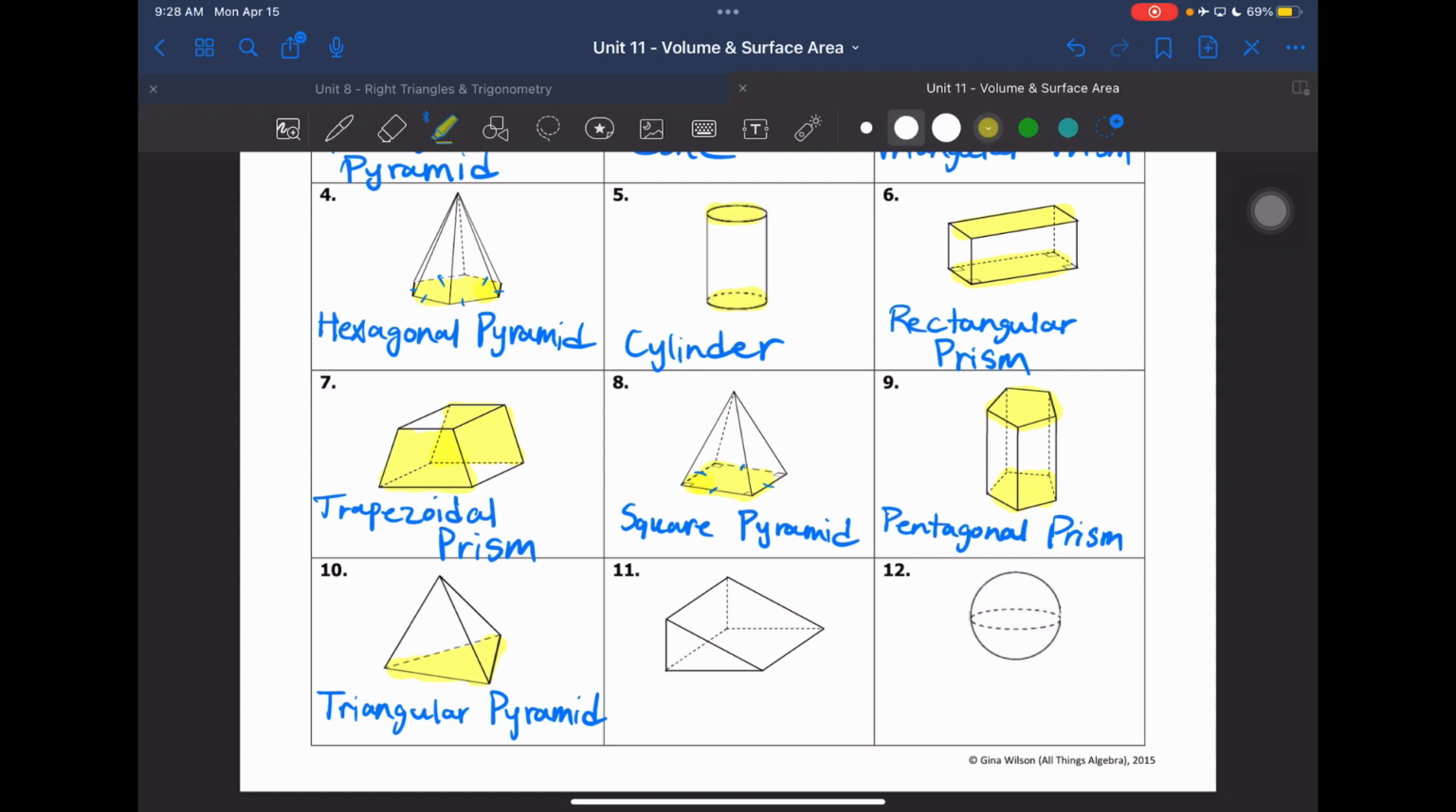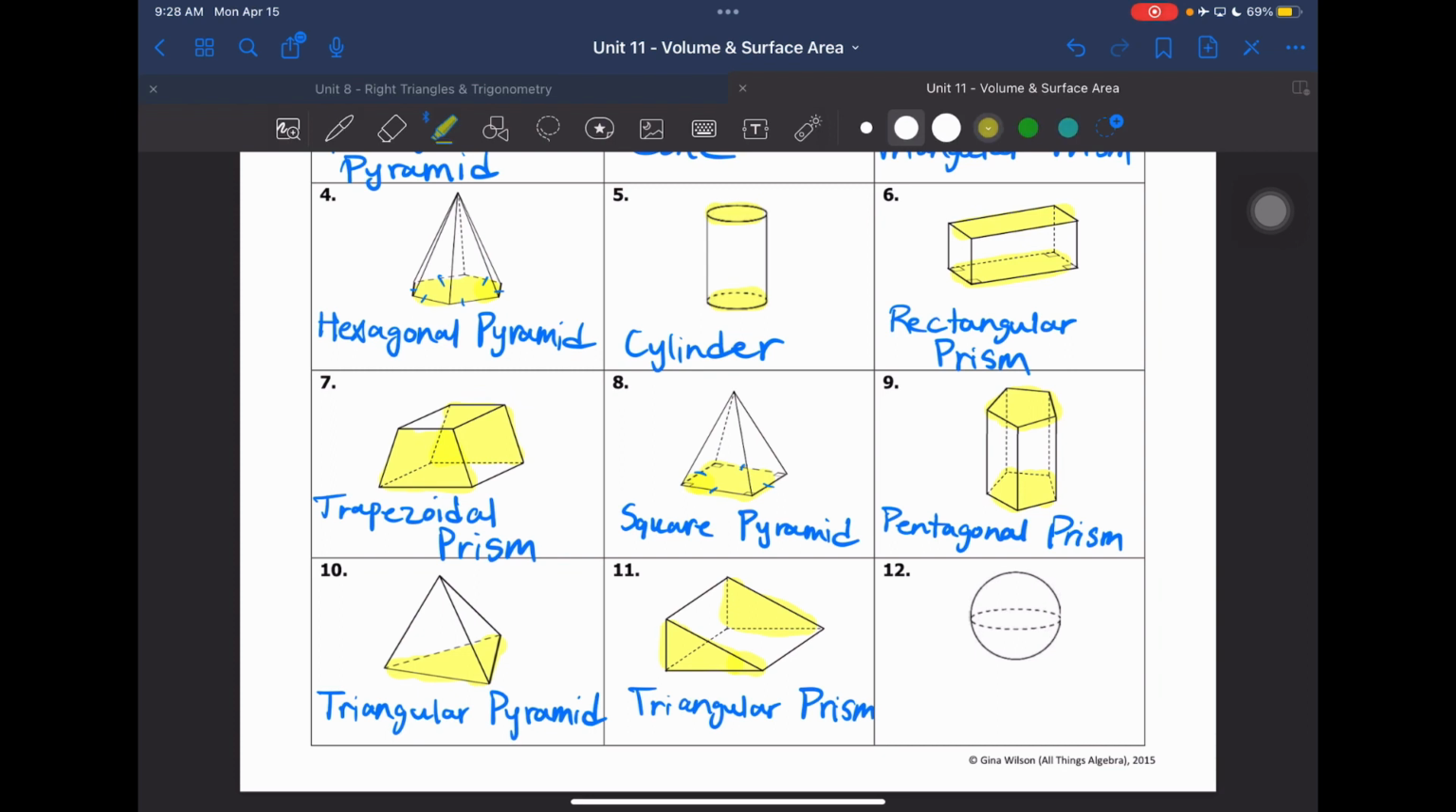Number 11. It looks like I can tell that this shape and this shape are congruent. And so those would be our bases. And there's two identical ones, which makes this a prism. And those are triangles. So this would be a triangular prism.